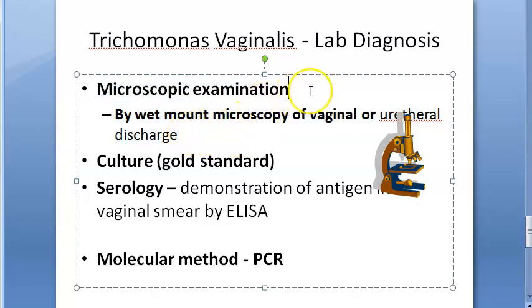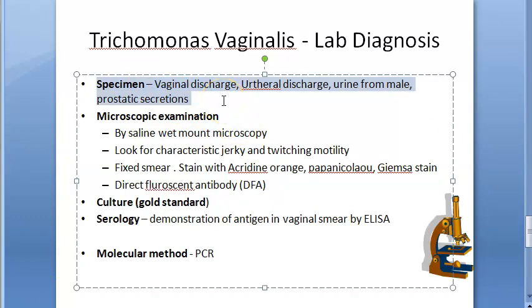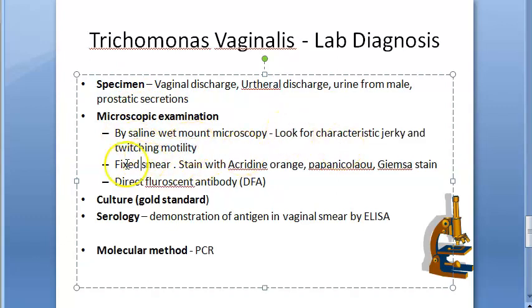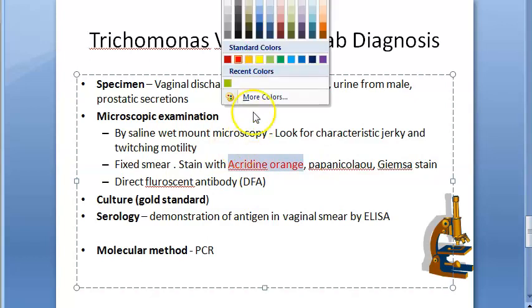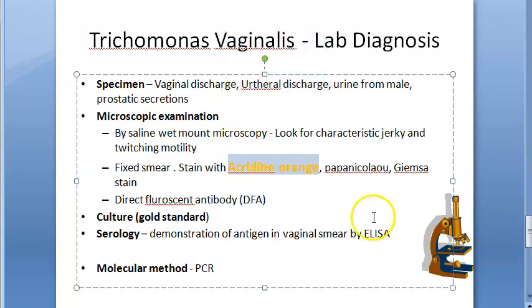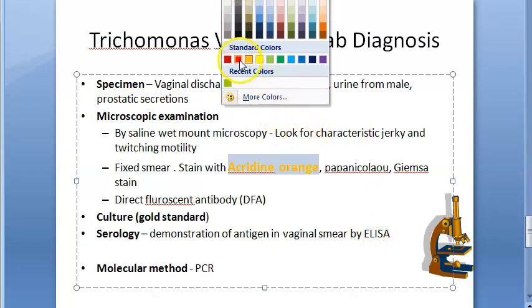So the specimens you can collect are vaginal discharge, urethral discharge, and, from males, urine and prostatic secretions. Microscopic examination by saline wet mount, where you look for the characteristic jerky and twitching motility. In a fixed smear also you can look for these trophozoites. You can stain with acridine orange.